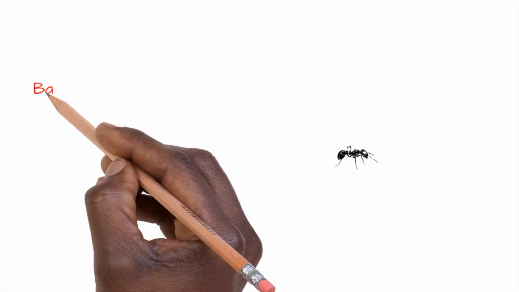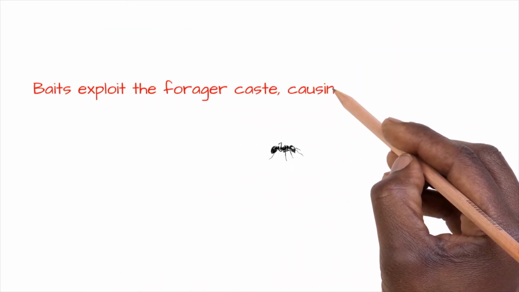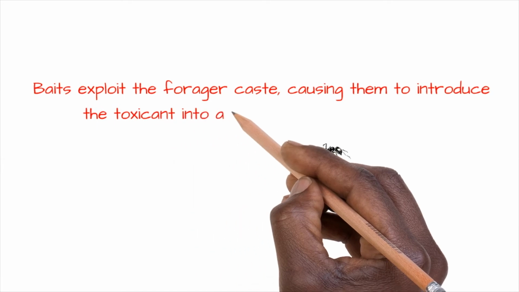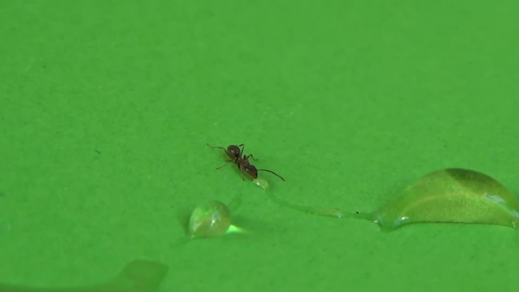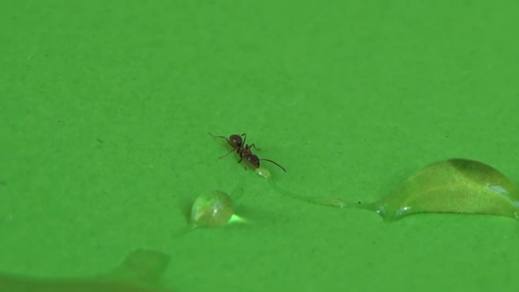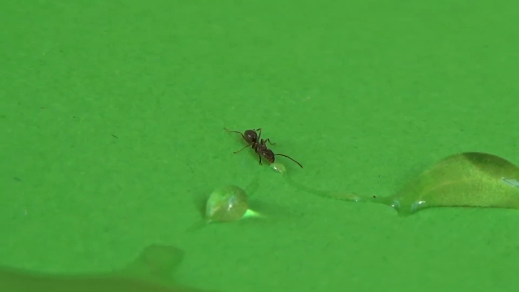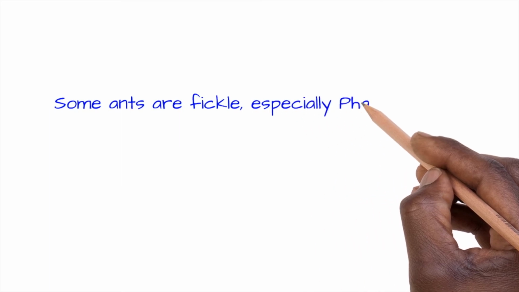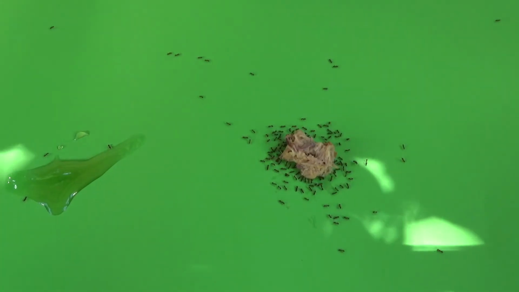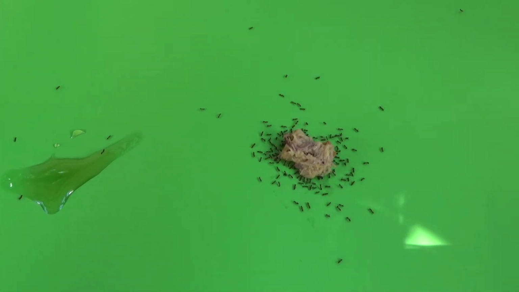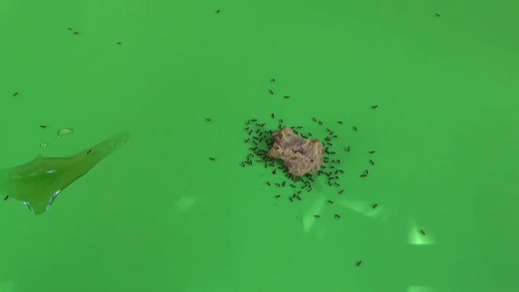Baits exploit the forager caste, causing them to introduce the toxicant into a previously inaccessible nest. Because the toxicant works slowly, it is not associated with death in the colony, and therefore is continually fed upon. Some ants are fickle, especially pharaoh ants, and are reported to switch feeding preferences. Prior to placing baits, try a taste test by offering several different baits and seeing which is most attractive to the pest ant.